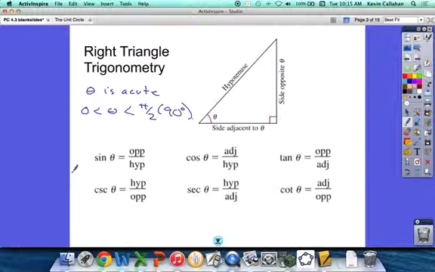Again, you got to remember the opposite over hypotenuse, adjacent over hypotenuse, opposite over adjacent, whatever way you do, and then you need to know which one of them flips to become the reciprocal functions.